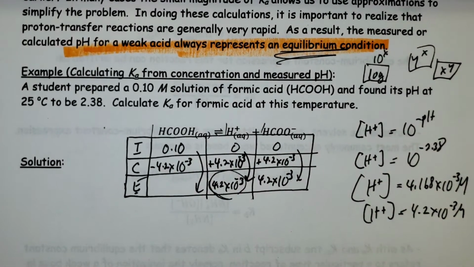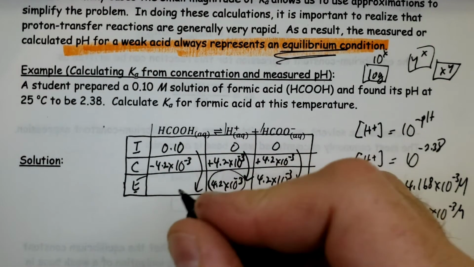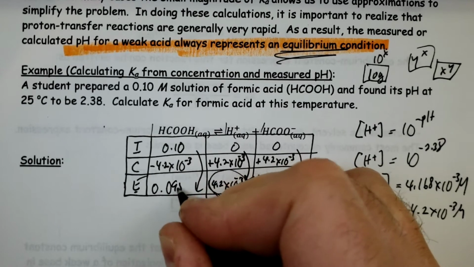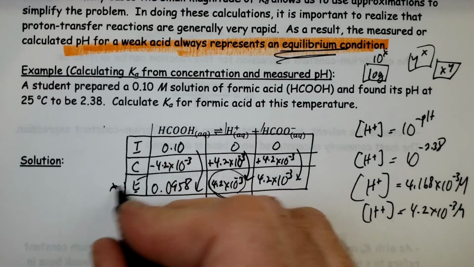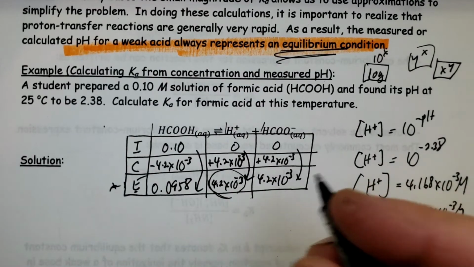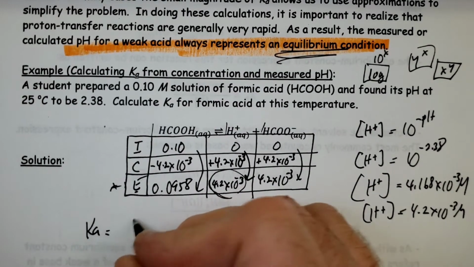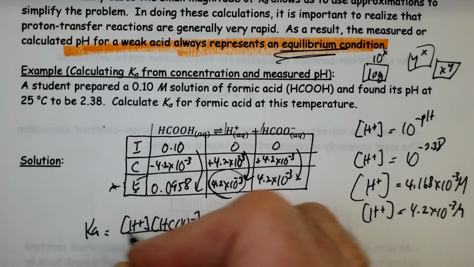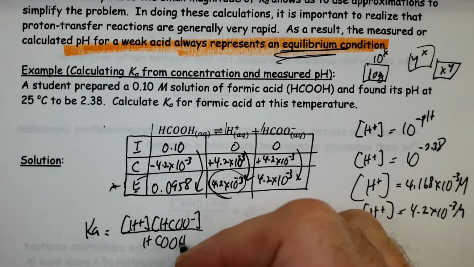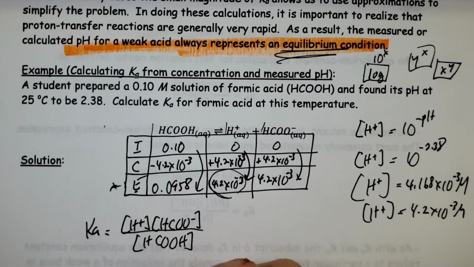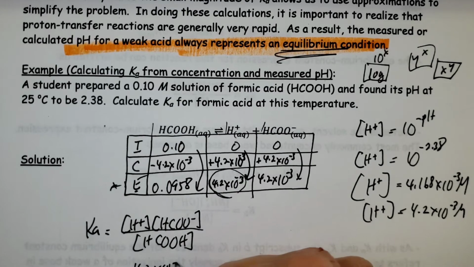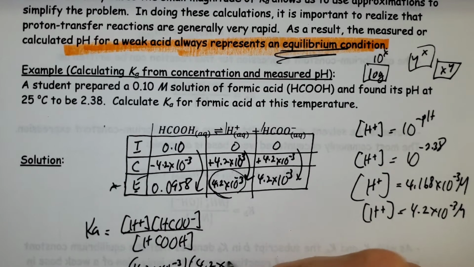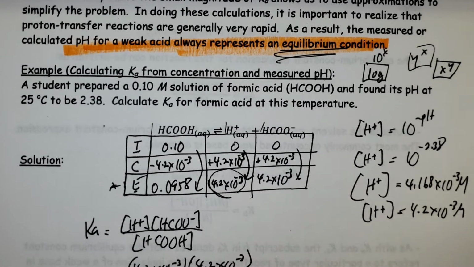From 0.1, when I subtract that, I'll get 0.0958. So there we go, I have all of my equilibrium values. Now to figure out Ka, it's simply products over reactants. So that's over this. I have 4.2 times 10 to the minus 3, 4.2 times 10 to the minus 3, all over 0.0958. Plug that into your calculator, 1.8 times 10 to the minus 4.